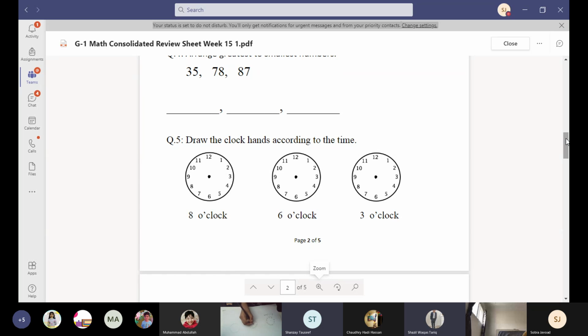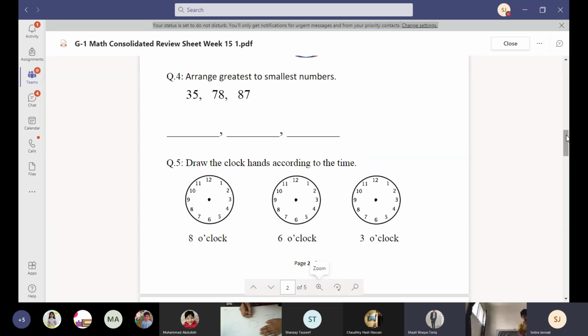Teacher, do we have to do greatest to smallest and these 3 clocks? Yes. I'm done. You have done. That's great.